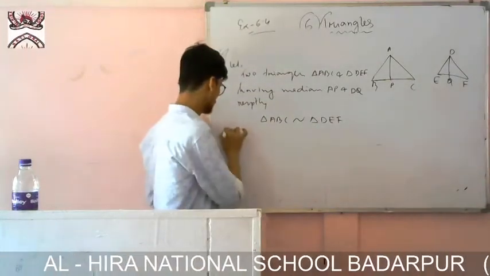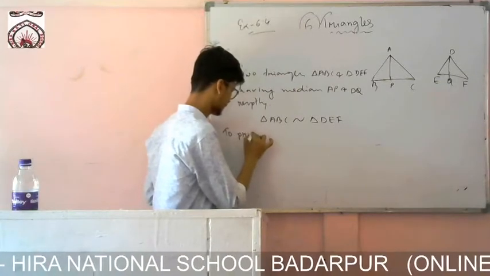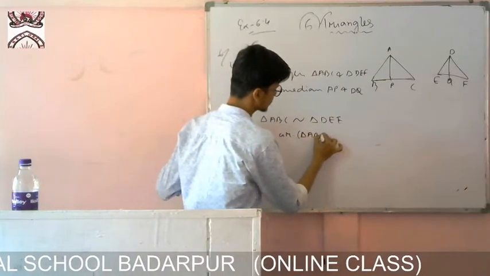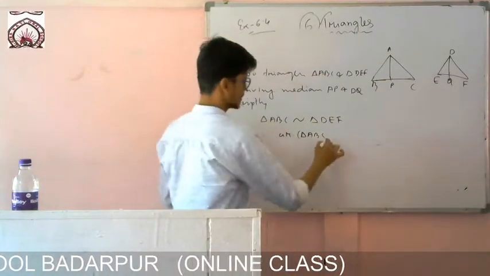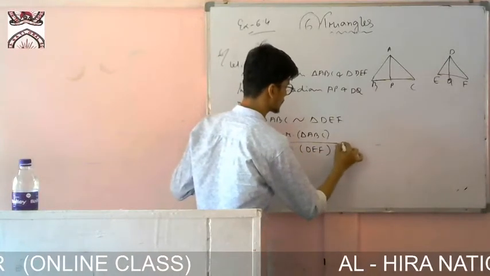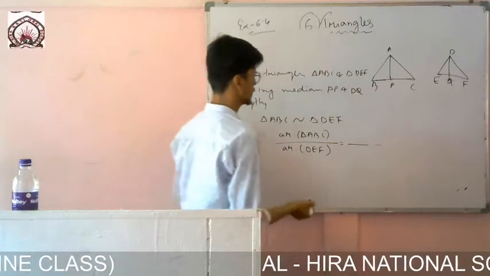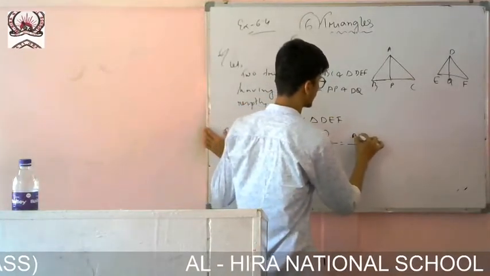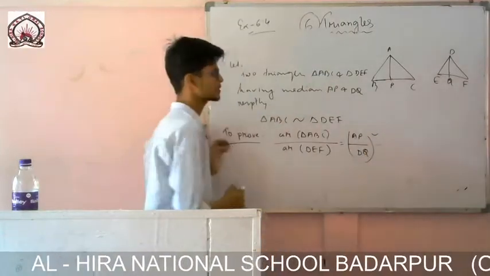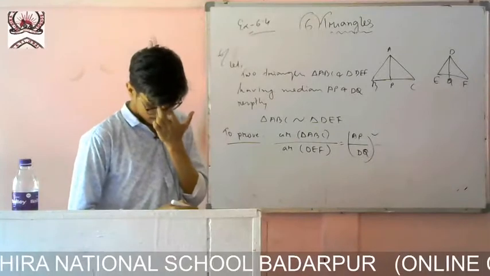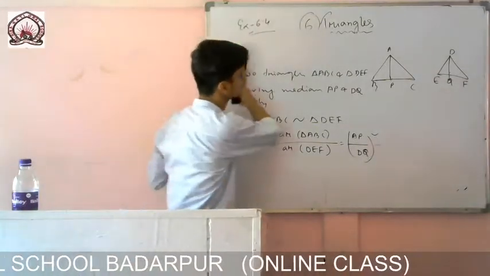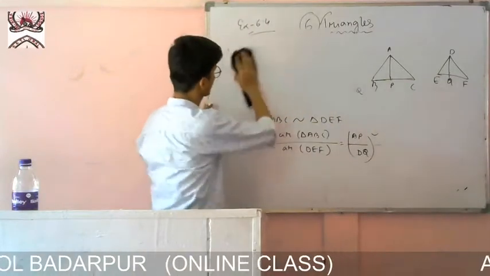What do I have to prove? I have to prove that the ratio of their areas, triangle ABC to triangle DEF, is equal to the square of the ratio of their medians, that is, for ABC it is AP by DQ. Now, in place of sides, I have to prove that it is equal to the medians. So let me write up to this much.